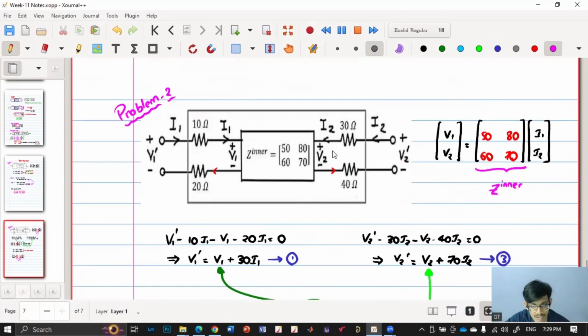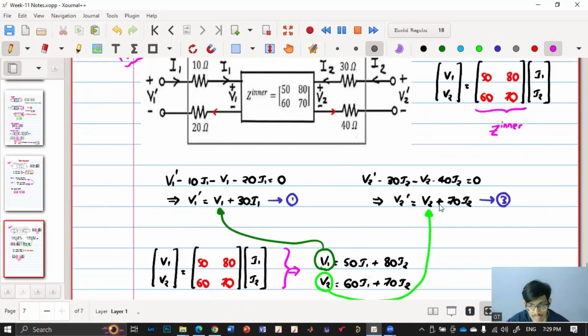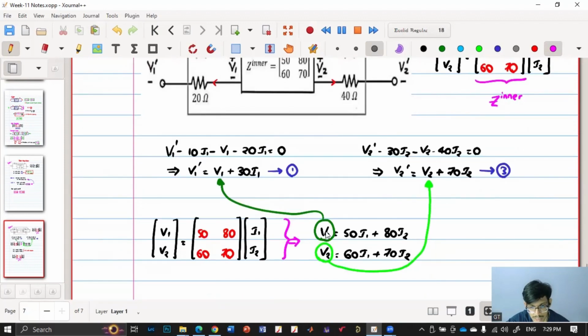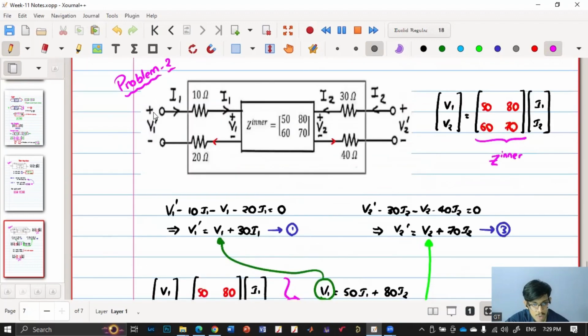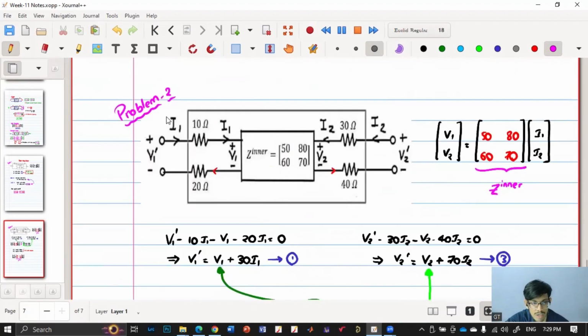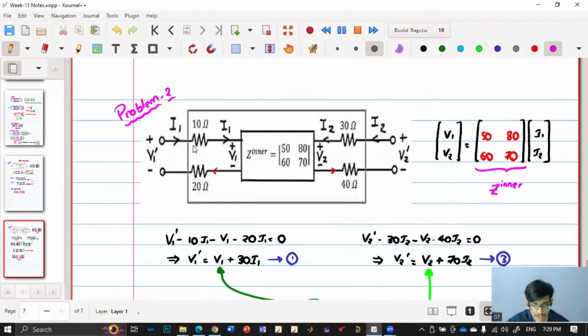Then I have applied KVL here, KVL here. So I get V1 dash in terms of V1 I1, V2 dash in terms of V2 I2, and then I have substituted this V1 over here and this V2 over here to get the voltages of the outer two-port network in terms of the currents, because currents will be same for both inner and outer two-port network.